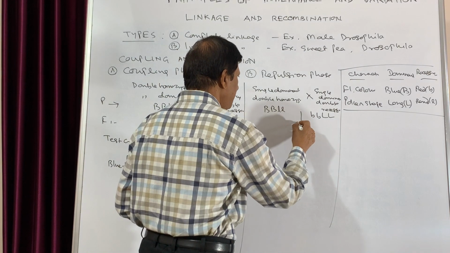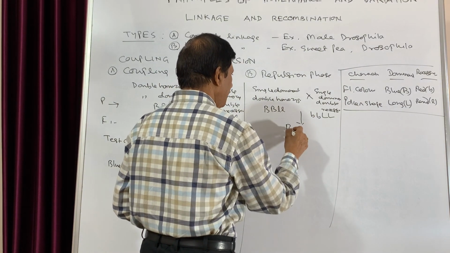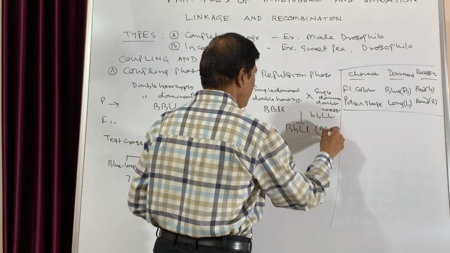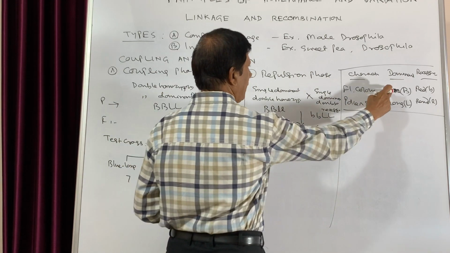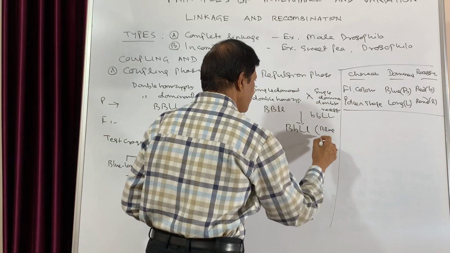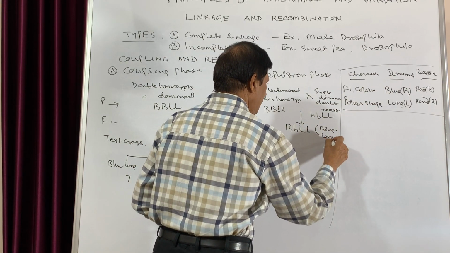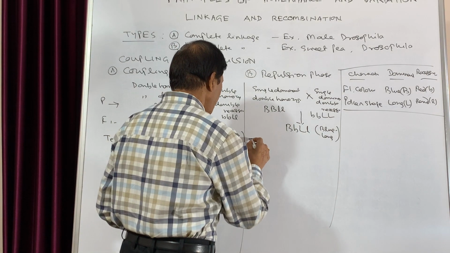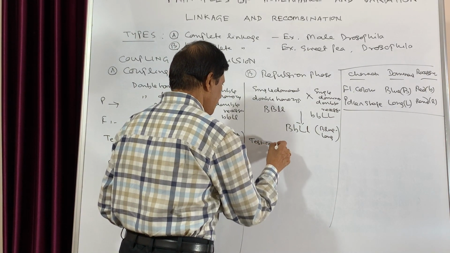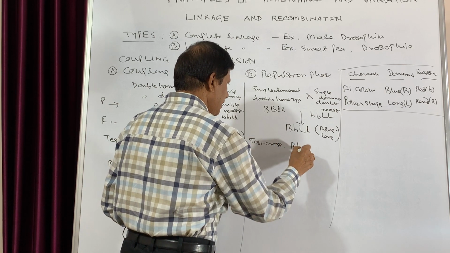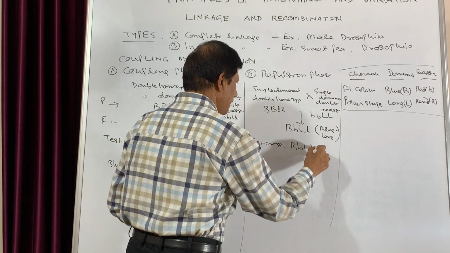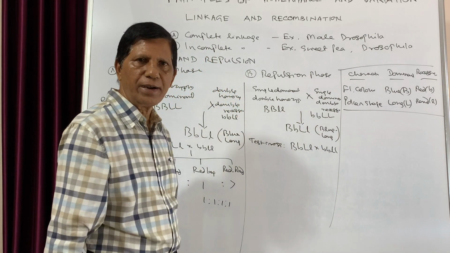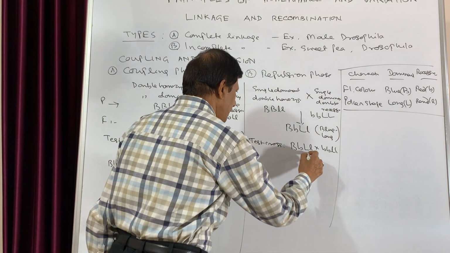Now when the cross is made, it will be capital B, capital L, small l. That means again all will be blue, because this is the dominant character, and long pollens. Blue and with long pollen grains. Now when a test cross is made, in a test cross, this F1 hybrid is crossed with the recessive parent. So in this case, what is obtained, you see.